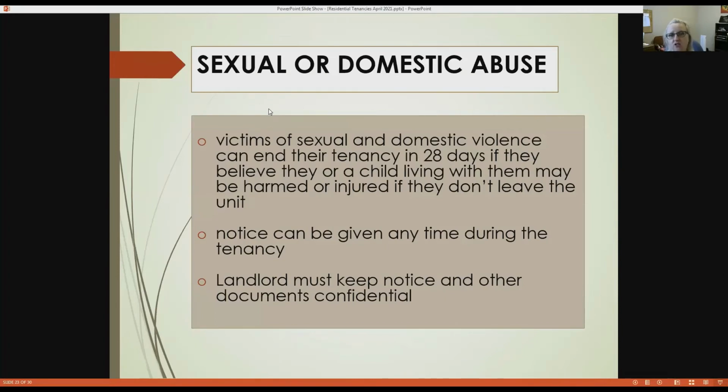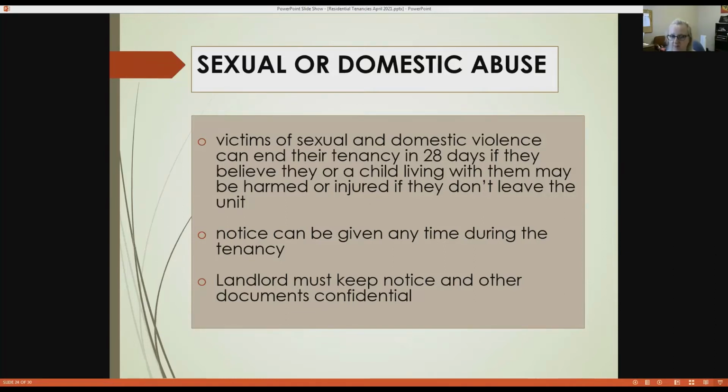So with sexual or domestic abuse or violence, the way the Act reads now is that if this is a situation where someone has to leave, or they believe themselves or a child may be harmed if they don't leave the unit, they simply have to provide 28 days notice. There's no timeline. It doesn't have to be at the end of the lease or at the end of a month. They can give that notice anytime.